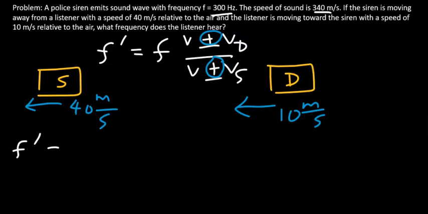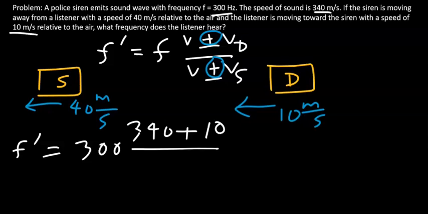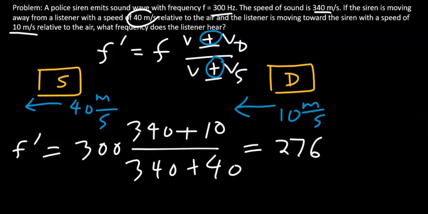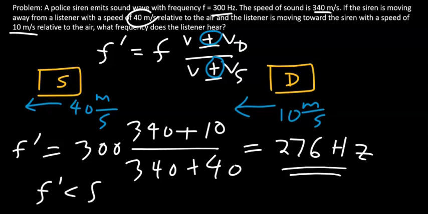So F prime is just F, which is 300 Hz, times V, 340 meters per second, that's the sound wave, plus V sub D, the speed of the detector, that is 10, over 340 plus the speed of the source, which is 40 meters per second. And the answer is 276 Hertz. Because F prime is less than F, it results in a shift down in the frequency, as detected by the detector. Problem 2.